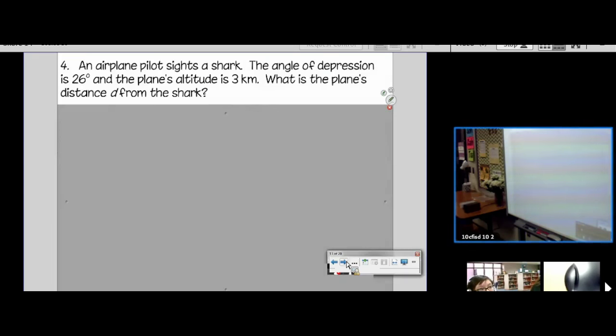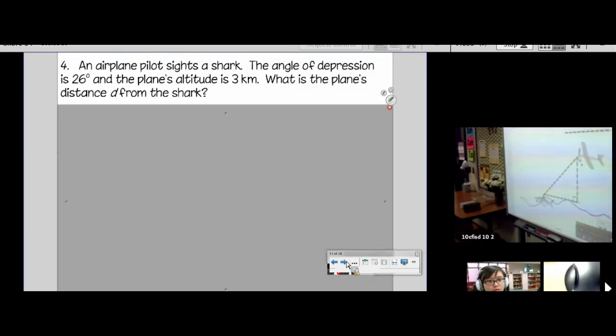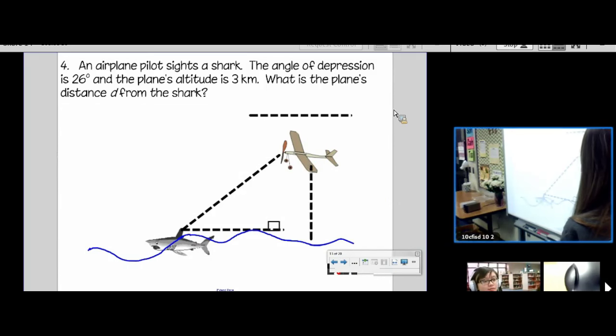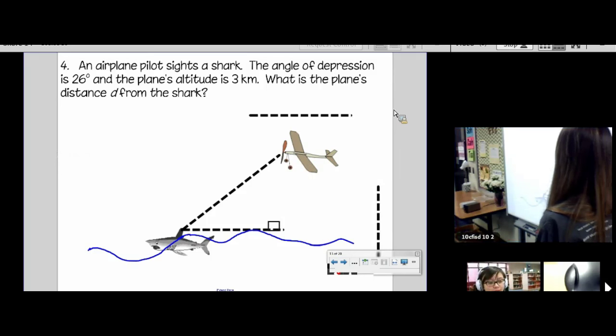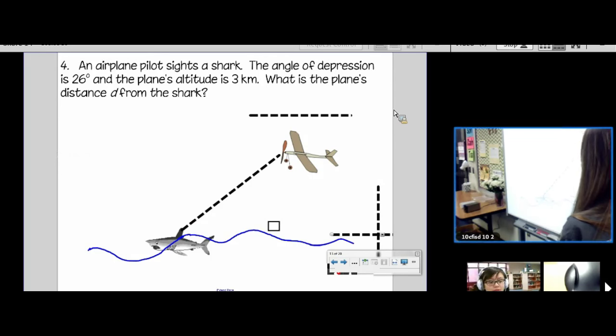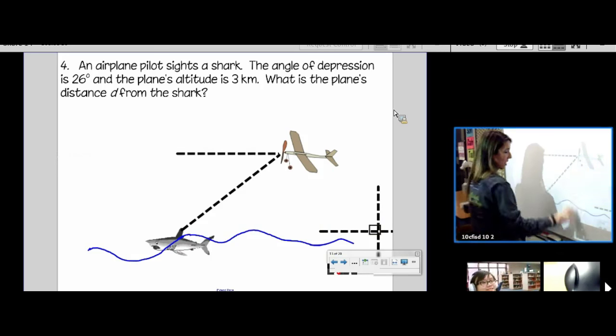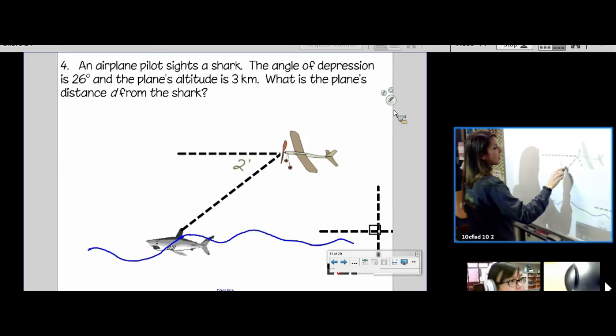And this one will be an angle of depression one. An airplane pilot sights a shark. The angle of depression is 26 degrees and the plane's altitude is 3 kilometers. What is the plane's distance from the shark? Now, this might be a little misleading. I might even take this one away so that you can see what the angle of depression looks like. So it's the angle of depression. So that's going to be this angle right here, 26 degrees.